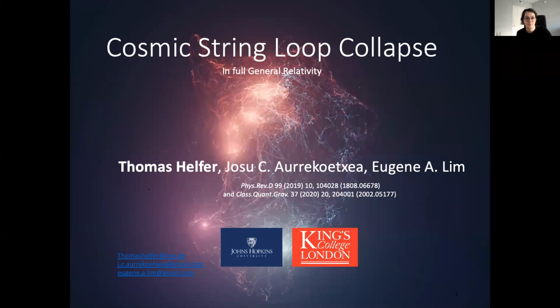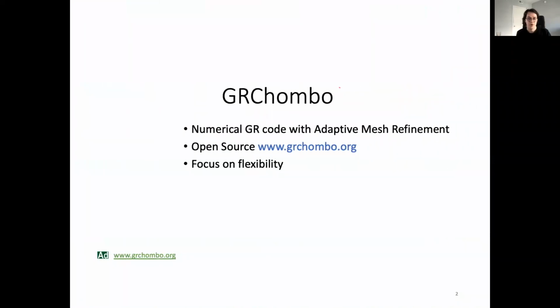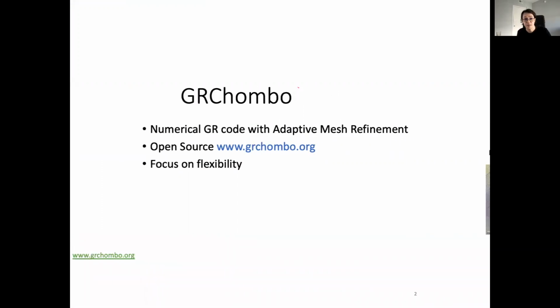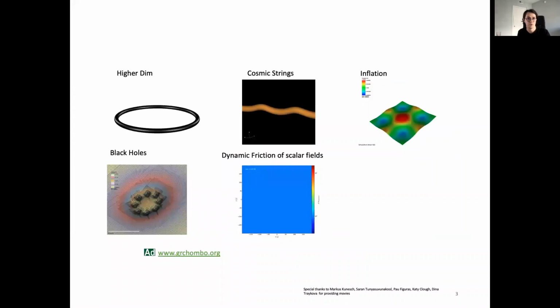And so we use GRChombo. It's a numerical general relativity code with adaptive mesh refinement. It's open source. And I think it's one code that you want to use if you do things that are typically not your classical binary black hole or your neutron stars. So if you want to do some more exotic stuff, this I think is the right code to use.